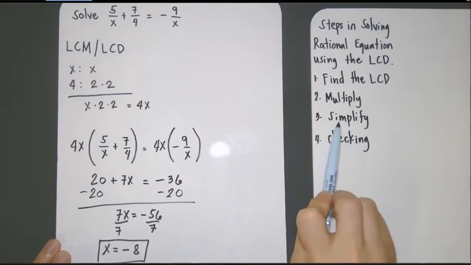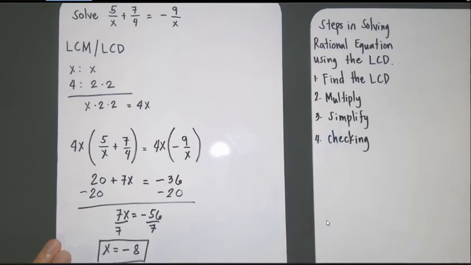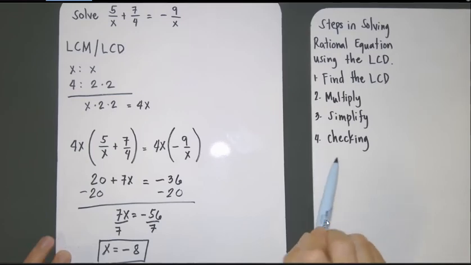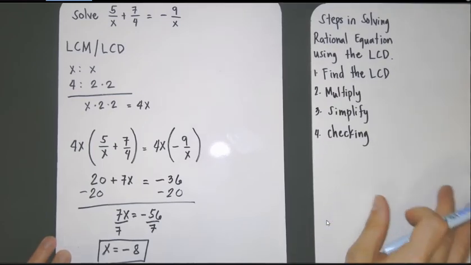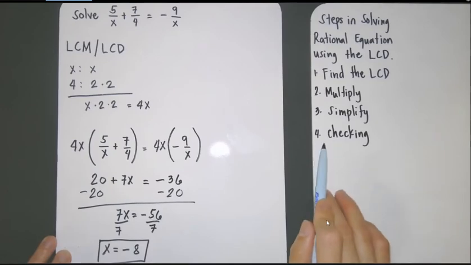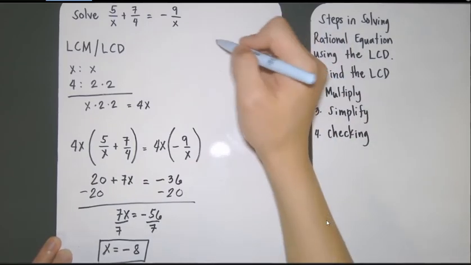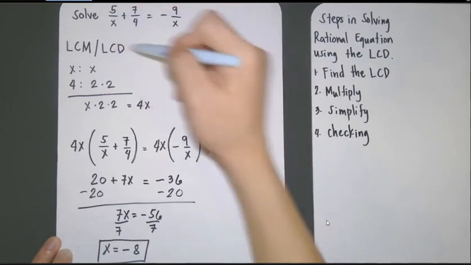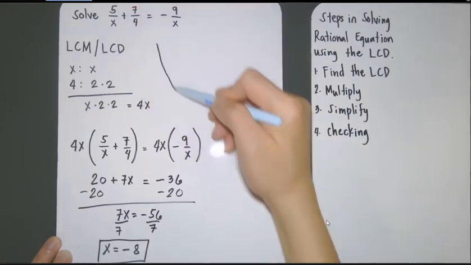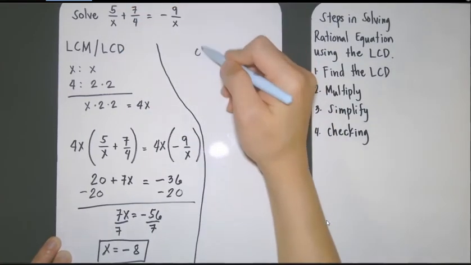Now, step 3 is simplify. We cannot simplify that. Step 4 is checking. Can you disregard step 4? Yes, you can, but sometimes not all solutions work on the given equation. So I suggest you always check your answer. Now let's try to do the checking.